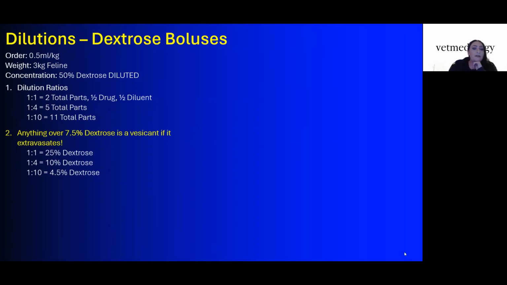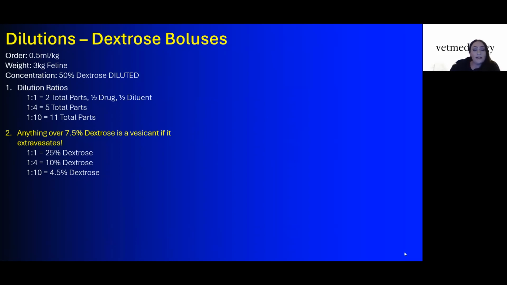Anything over 7.5% dextrose is a vesicant if it extravasates. I have seen these extravasations and they are very gnarly. You do not want this to happen to your patient. So you want to make sure that you are flushing that catheter before you inject dextrose into any IV.